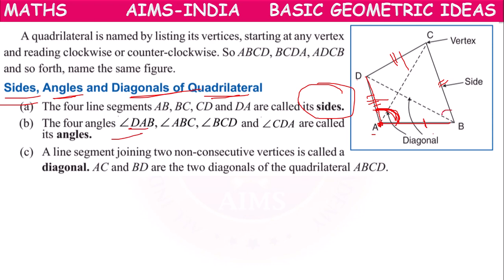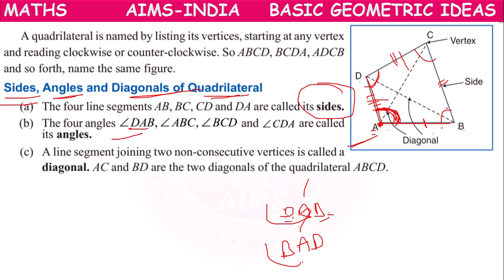In the same way, at point B also, CBA, BCD, CDA. This is the first angle, DAB, or we can also call it BAD. We can name it in any way, but it represents the same angle. But A should be in the middle. Either we can call it DAB or BAD, but A should be in the middle. The vertex at which the angle is formed should be in the middle. The remaining 2 points can be exchanged, but they represent the same angle.